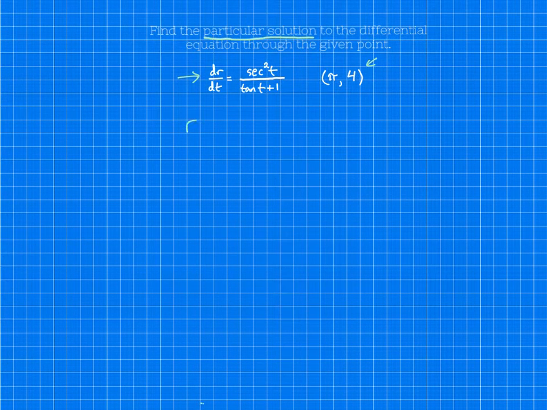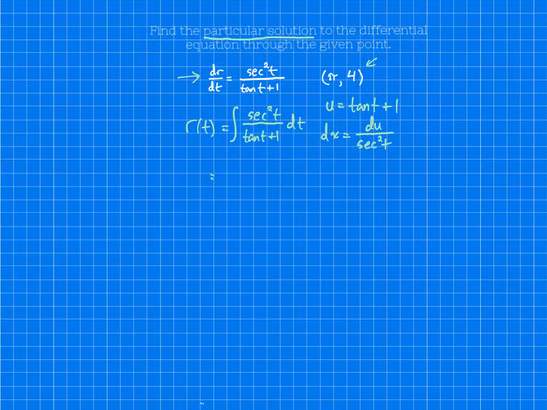Okay, so I know that if I antiderive this, my function r of t will end up being the integral of secant squared over tangent plus 1 dt. I can accomplish this integral with a little u substitution on the side. I'm going to let u be tangent of t plus 1. That's going to be good. And then the dt will end up being du divided by secant squared of t.